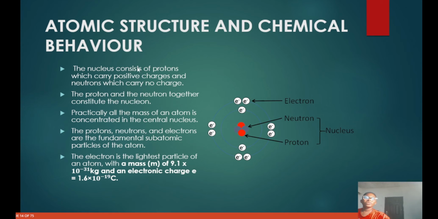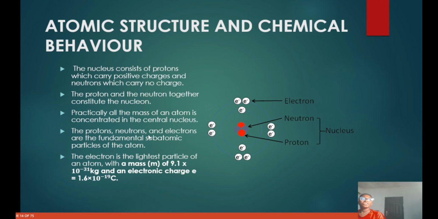So the nucleus consists of protons, which carry positive charge, and neutrons, which carry no charge. P for positive, proton, positive charge. The proton and the neutron together constitute the nucleon. That is, these two are what exist in the nucleus of an atom. Practically all the mass of an atom is concentrated in the central nucleus. That is the major mass. The electron does not have much mass.